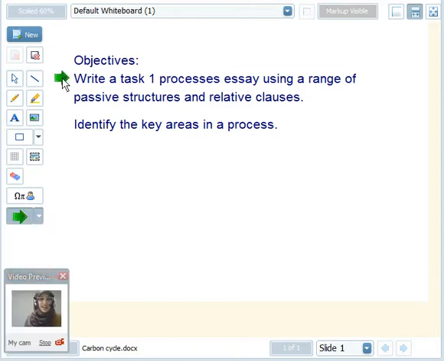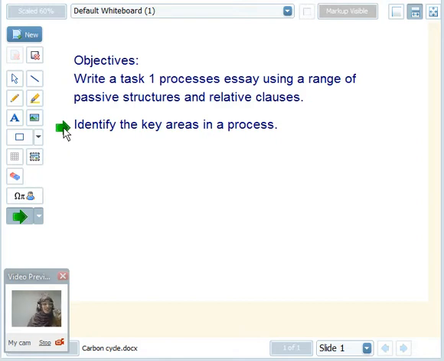So today we're going to write a task 1 processes essay using a range of passive structures and relative clauses, and we're going to identify the key areas in a process, because ultimately in all of the IELTS exams, it's that you can identify the key areas. In all of the task 1s, it's that you identify the key areas in a process. Like I said in my last video, you can't possibly write down every single point because A, you don't have enough time, and B, you don't have enough word count either.